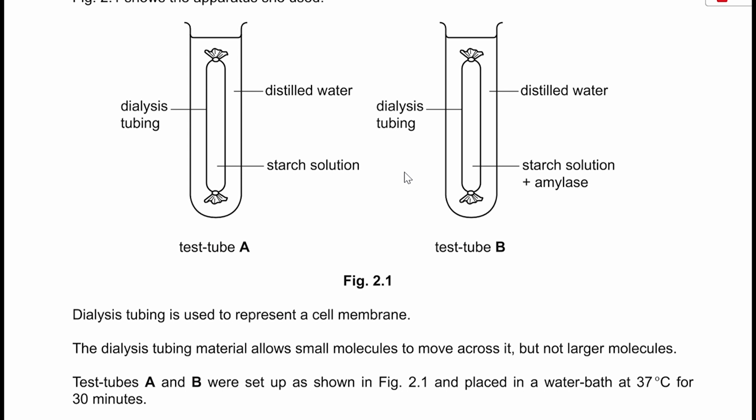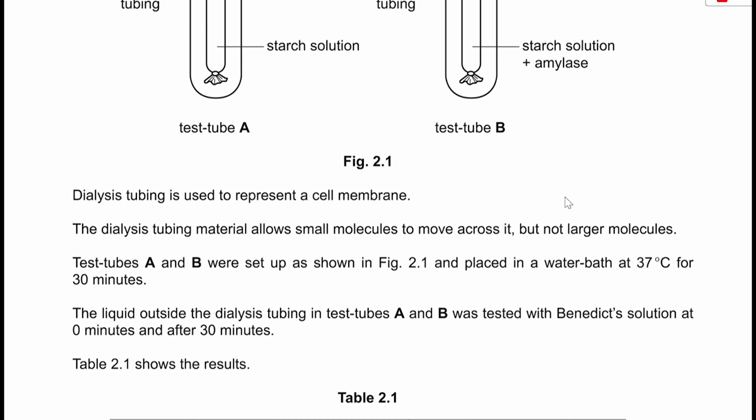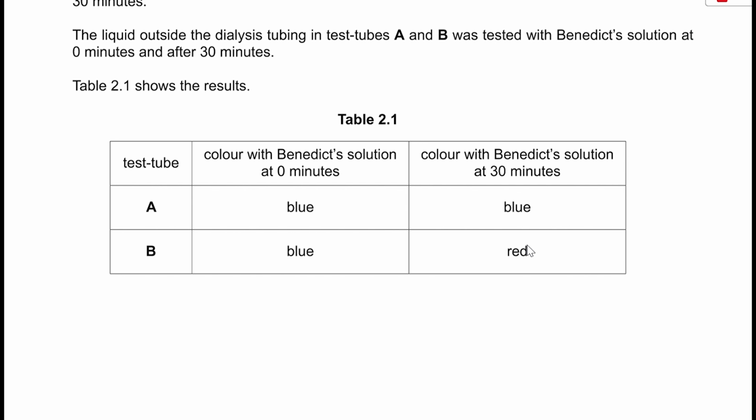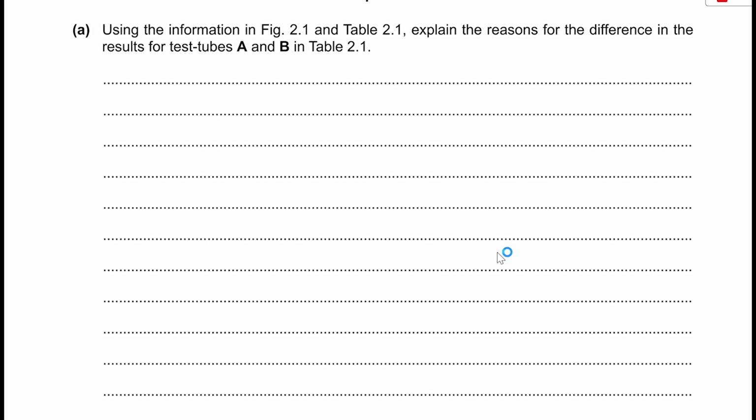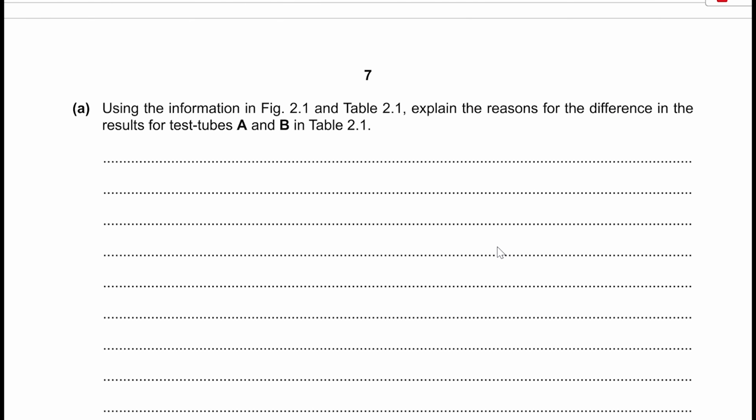But when we come to test tube B, the starch solution was treated with amylase. Now amylase will break the starch solution into its simplest form, which is glucose. Glucose, when reacted with Benedict, because it's a reducing sugar, it will turn into what? Into red. And this is the reason after 30 minutes, test tube B turned red, but test tube A retained blue color. So we'll explain here.